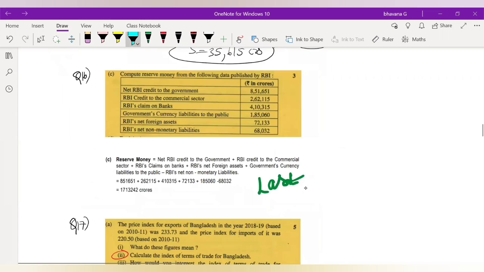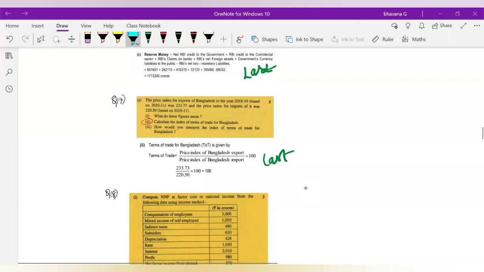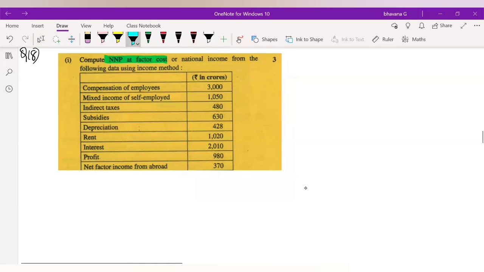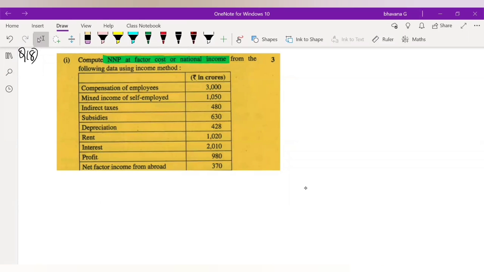Okay. Next question. For now I'm going to skip question number 16 and question number 17 and go to question number 18. Question number 16 and 17 we will see at the end. Okay, so question number 18, let's go. In question number 18 they told you to compute NNP at FC or national income. Both are the same only.